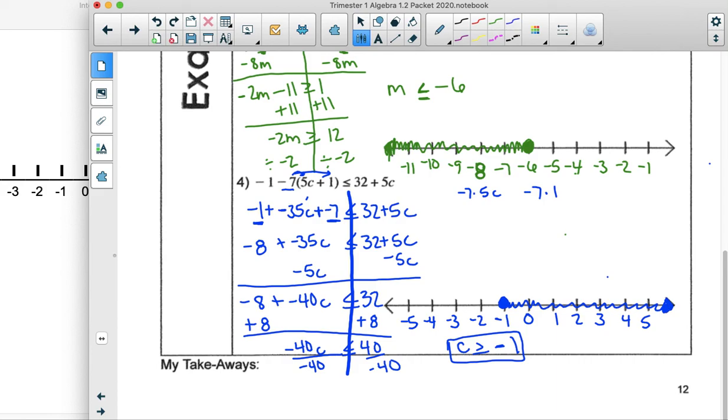All right, you're going to fill in your takeaways. Your takeaways are going to be like, when do I flip the inequality? When do I have an open boundary? When do I have a closed boundary? Or you could say it's pretty much the same as equations. It's up to you, because it's your takeaways.